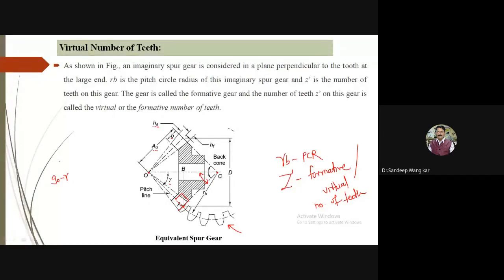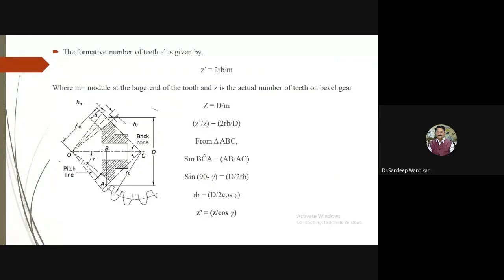I request you to put the heading as virtual number of teeth, and let us go for deriving the relation between actual and virtual number of teeth. As in helical gear, we had Z dash equal to Z divided by cos cube of psi, where psi is the helix angle. Let us see what equation arrives here. The formative number of teeth Z dash is given by Z dash equal to D by M. Here D is twice RB, because the pitch circle radius is RB. Therefore two times PCR gives the diameter.